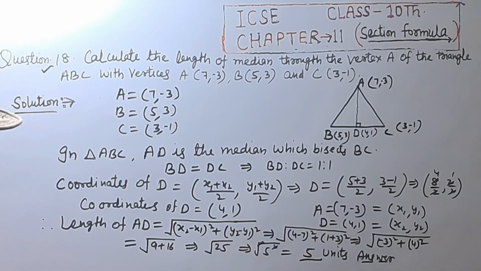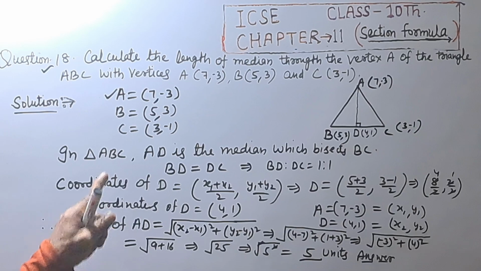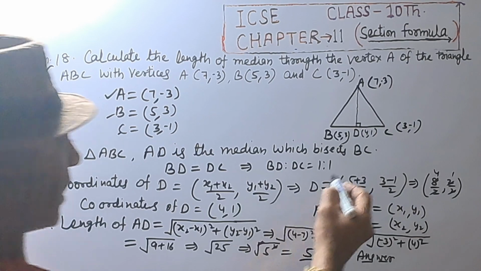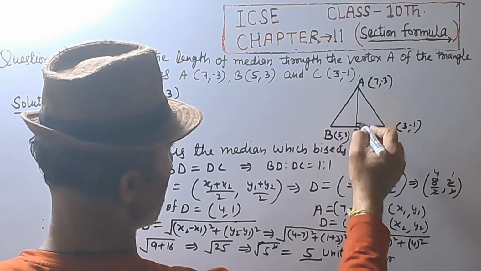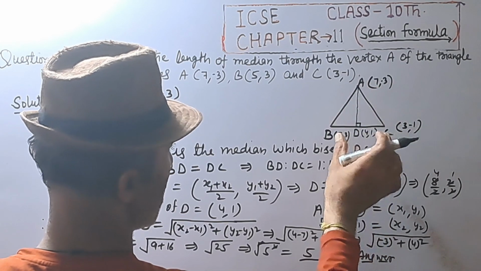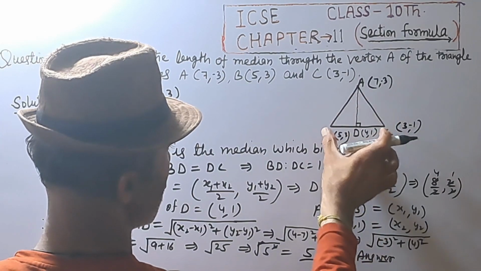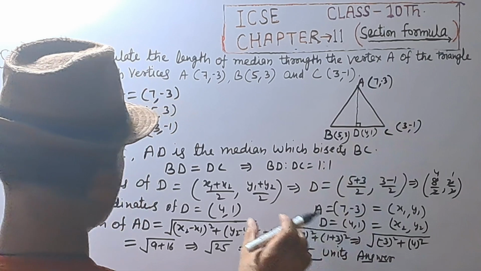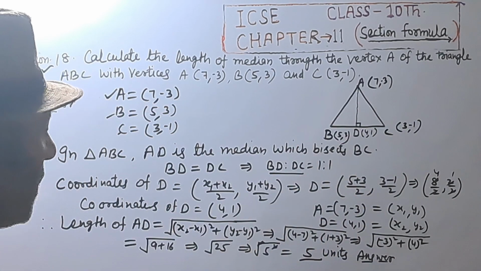Answer. In triangle ABC, A point is (7, -3), B point is (5, 3) and C point is (3, -1). Draw a point D that is the median and which bisects into two equal parts. BD is equal to DC and the ratio of BD and DC is equal to 1:1.